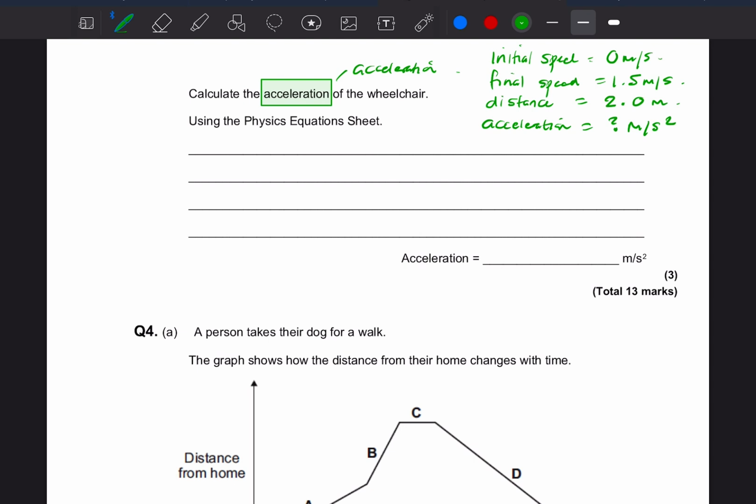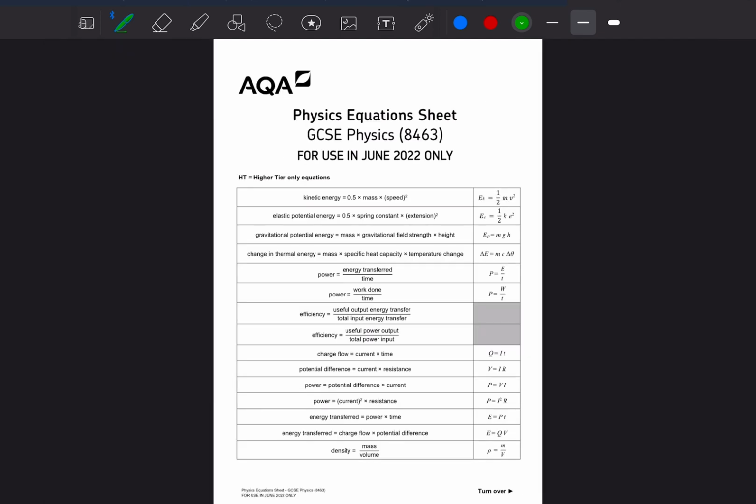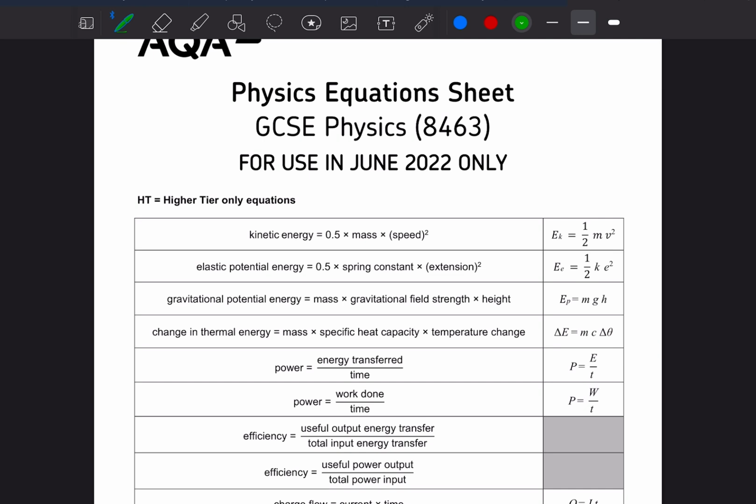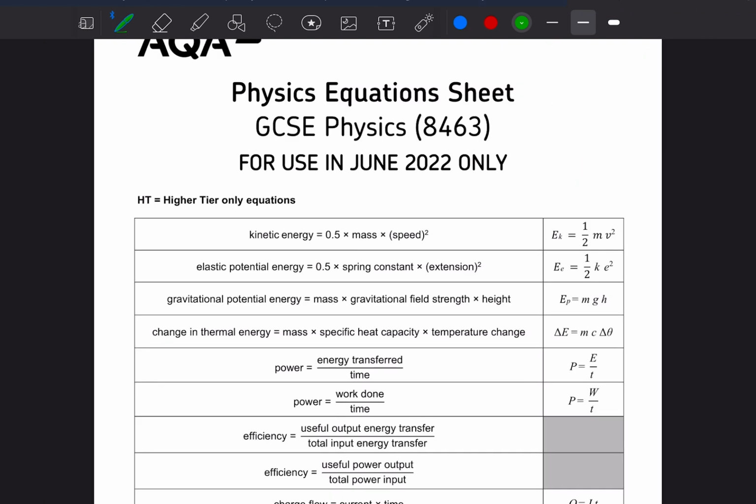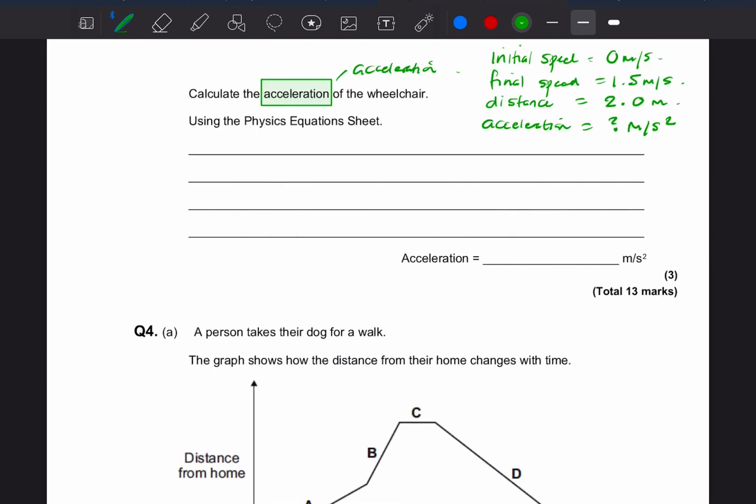So I need to find a formula that has initial speed, final speed, distance, and acceleration. So I'm going to go to my data sheet. This data sheet is the triple one, but it doesn't matter. It contains the same equations. The triple one just has a couple of extras on. It hasn't got any of them missing. So we are going back to our paper and constantly having the two side by side. It's a bit easier for you than it is for me, because you can look at them at the same time, whereas I'm going to have to jump back and forwards.